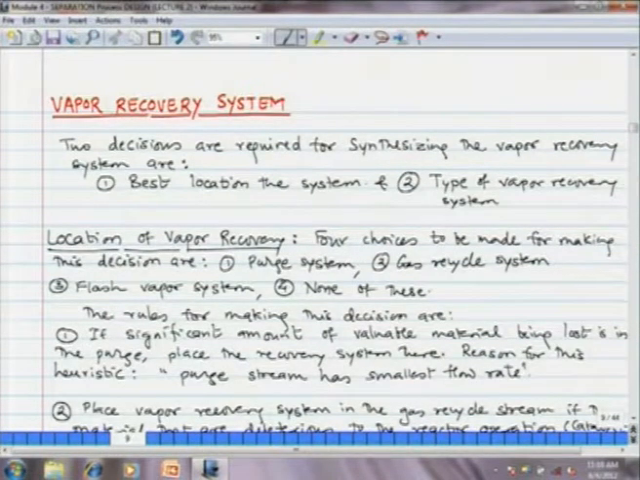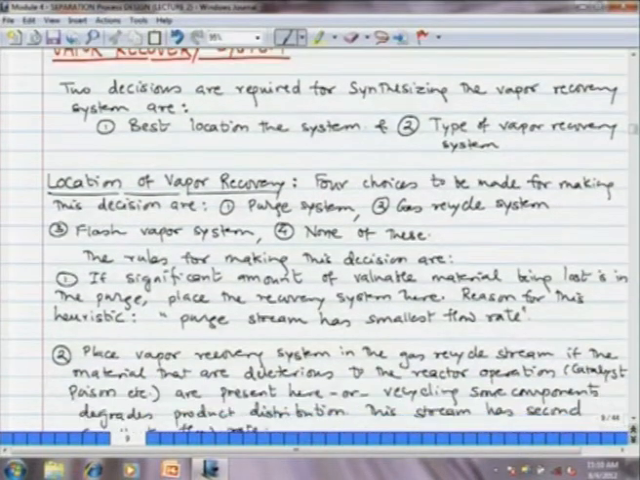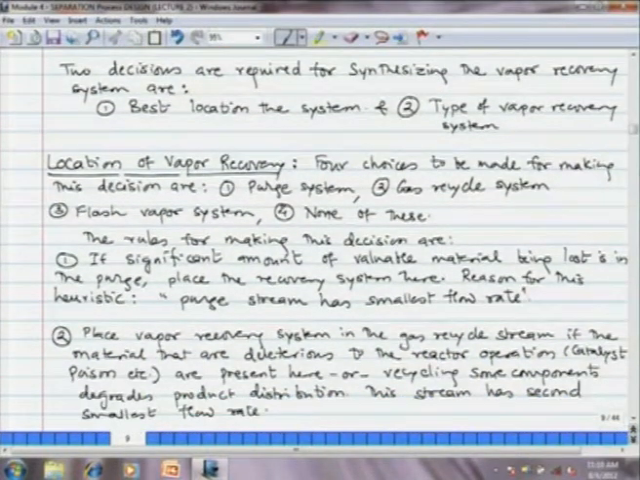For the location of vapor recovery, we have four choices. The choices are: first, the purge stream, second, the gas recycle stream, then the flash vapor stream, and somewhere else, none of these. So, these four choices we have for the location of the vapor recovery system. Now, depending on the type of process and the type of reactor effluent that we have, the choice will be decided. Now, let us see what governs the choice, or the rules for making this decision.